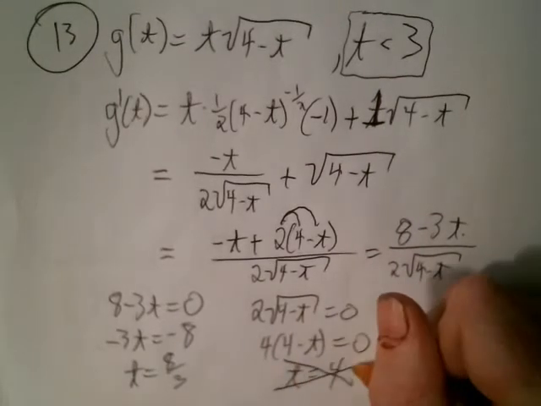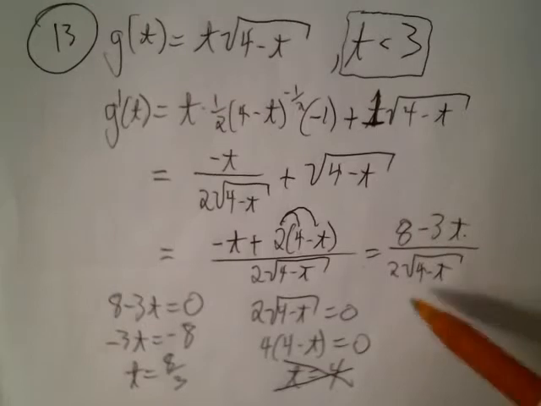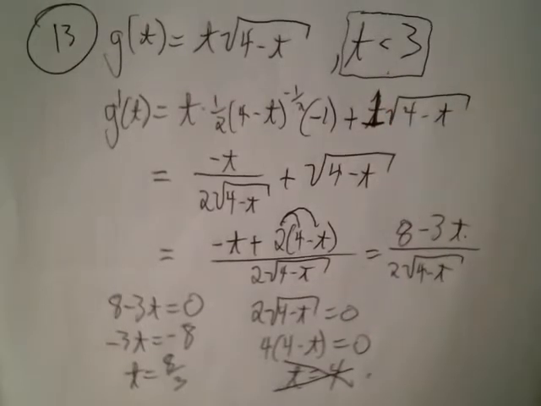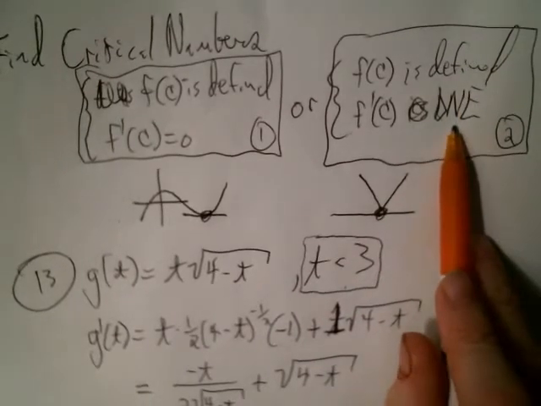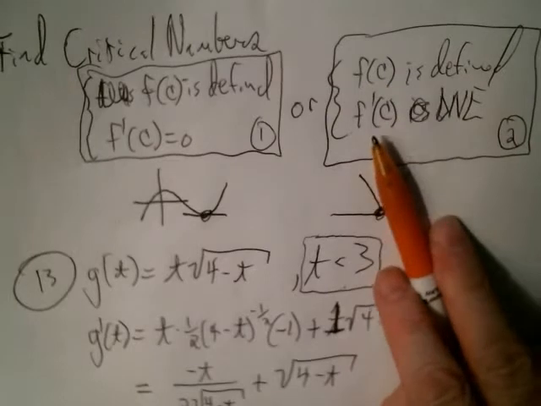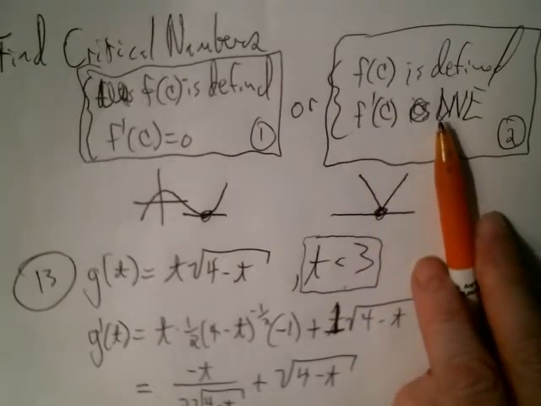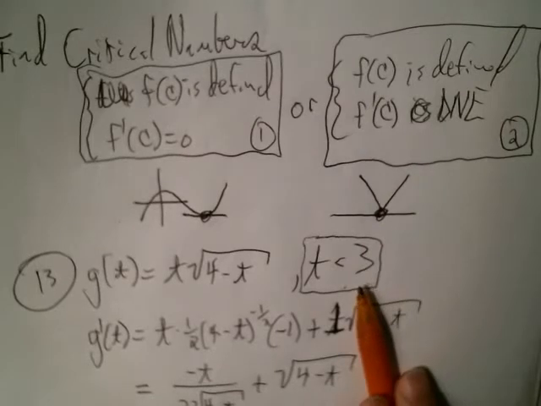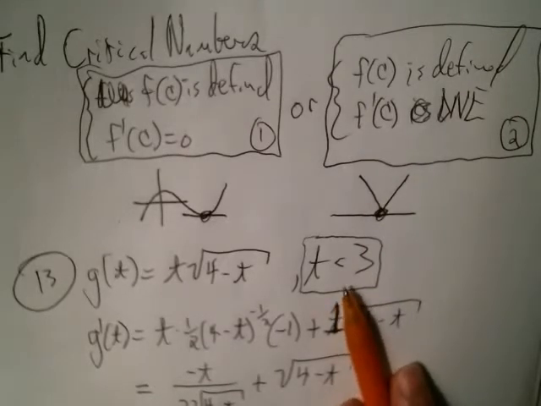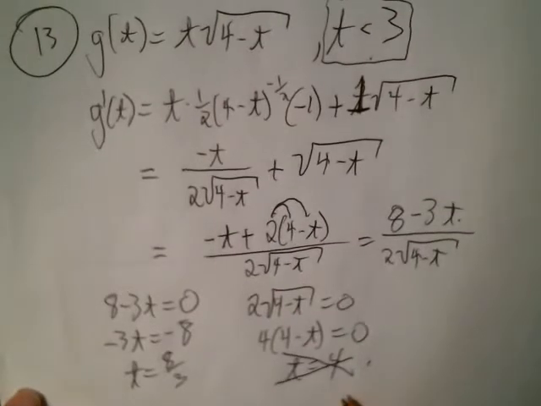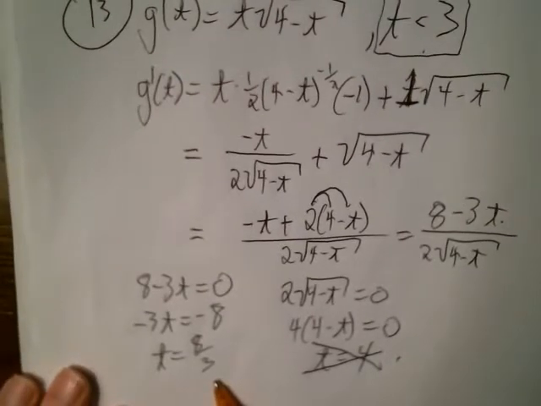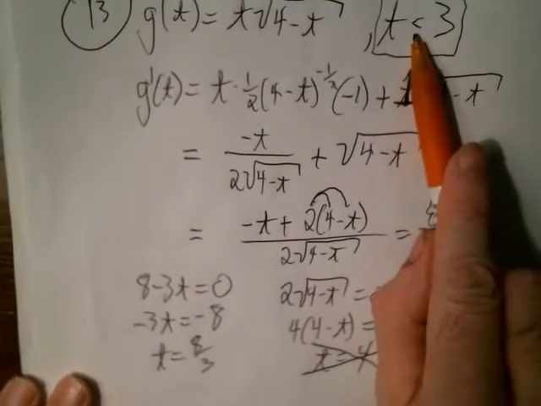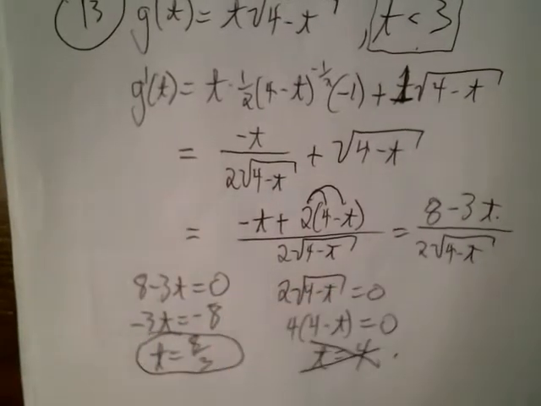Even though it is technically a critical number, it's not technically a critical number if the function is not defined at this point. It would have fallen into this category, right? f of c is defined, but f prime of c does not exist. But f of c is not defined because of the way we've defined our domain. We only consider values less than 3. 4 is not less than 3. Okay, the other guy, this is where the derivative is equal to 0, and that one fits in the domain. So that'll be our critical number, and we can go on to the next problem.